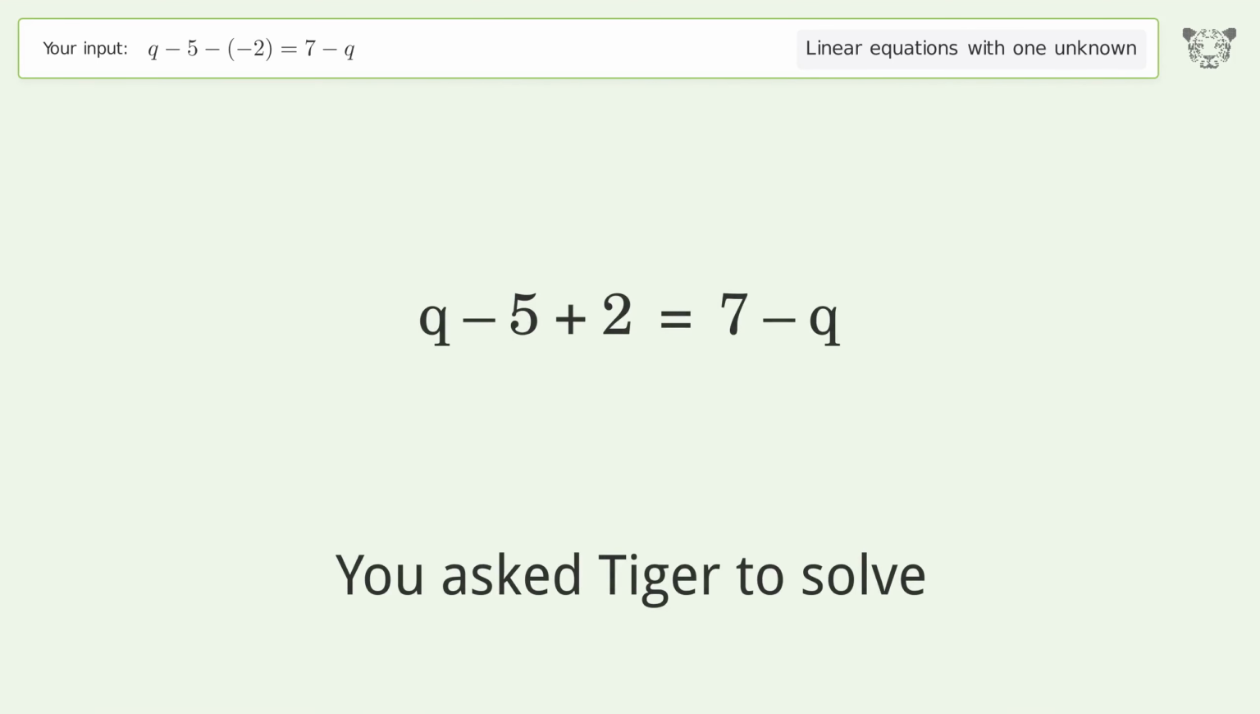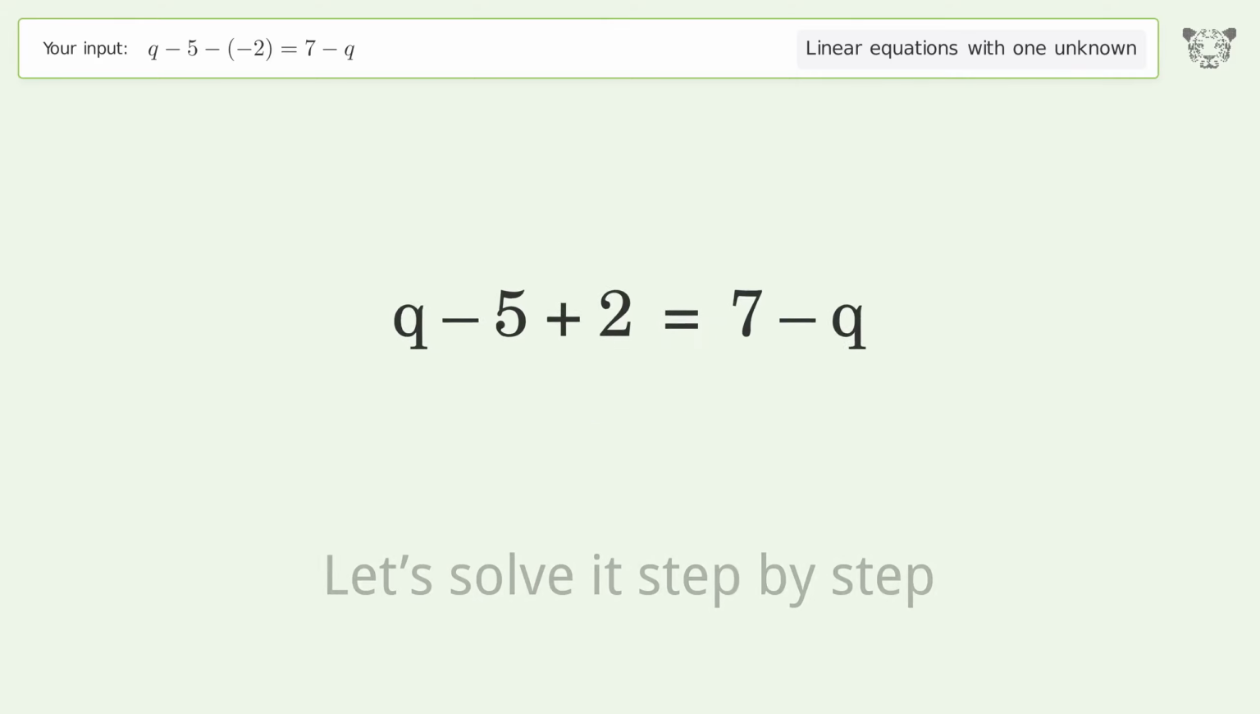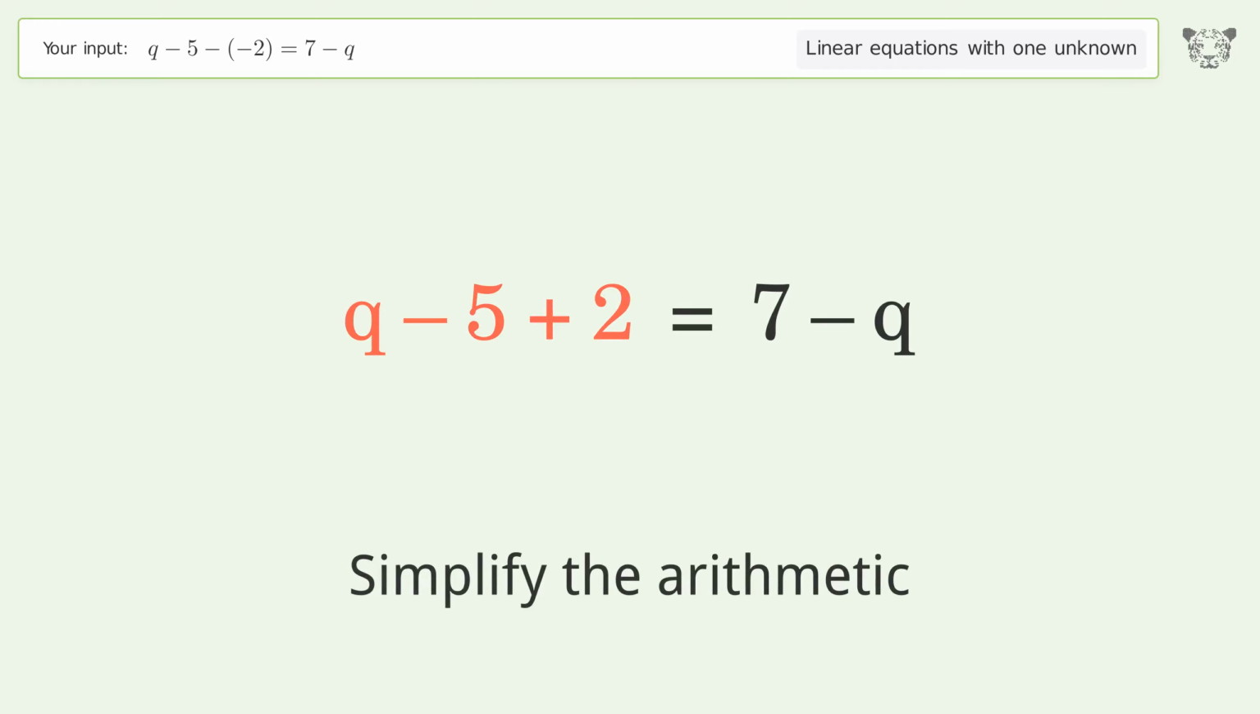You ask Tiger to solve. This deals with linear equations with one unknown. The final result is q equals 5. Let's solve it step by step. Simplify the expression. Simplify the arithmetic.